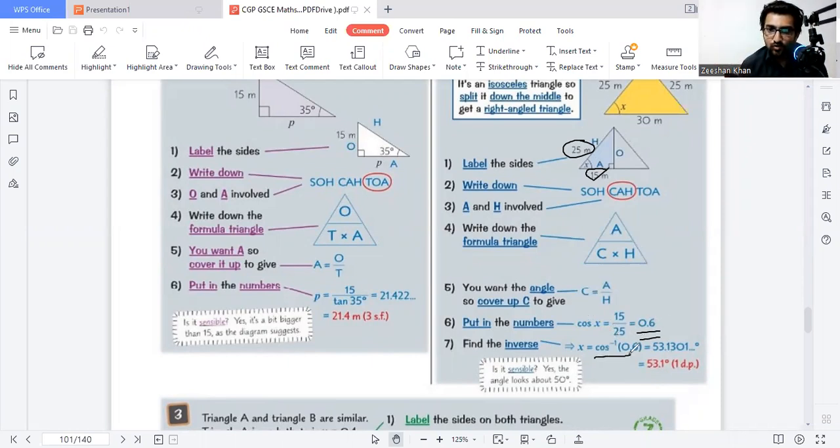Cos inverse of 0.6. Now if you see your calculator, there is an option for cos inverse. When you press the shift button and then you press cos, you will get cos inverse on the screen. When you get cos inverse, write 0.6, and then you will get 53.1 degree. This is the answer. So this is how you solve trigonometry, these examples.